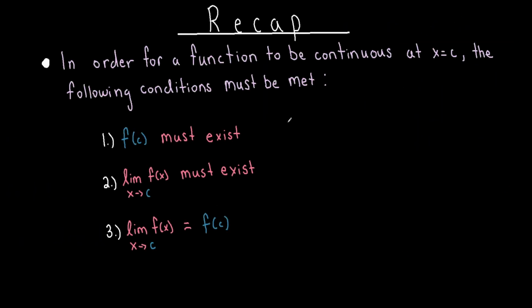So in recap, in order for a function to be continuous at a certain point, the following conditions must be met. f of c must exist. The limit of the function as x approaches c must also exist. And the limit of the function as x approaches c must equal the point f of c.